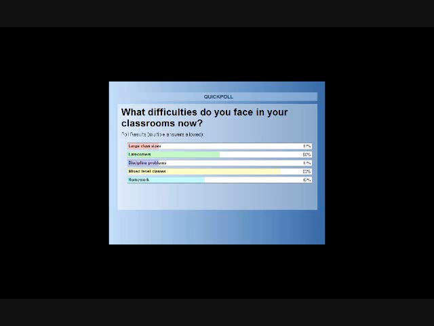Homework, and what I meant really by homework is that either you have problems getting your students to do the homework, or you don't know how to use homework in your classes. You think the homework's boring. Not too many with large class sizes. In fact, almost the same as discipline problems.